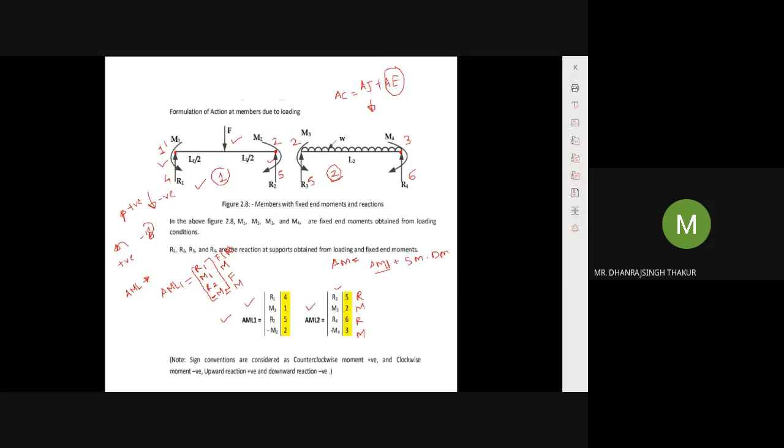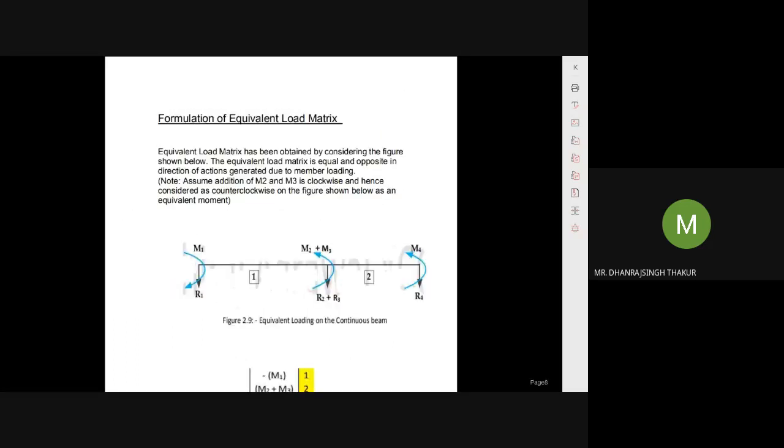Okay, and regarding sign conventions, you have to keep note that a counterclockwise moment is positive and a clockwise moment is negative. Upward reaction is positive and downward reaction is negative. Okay, so this is a global load matrix. We have seen how to find it out. Then comes the formulation of the equivalent load matrix.